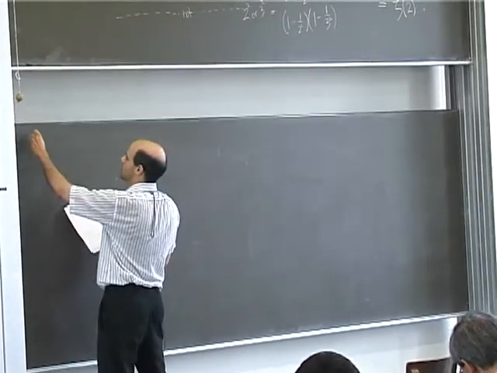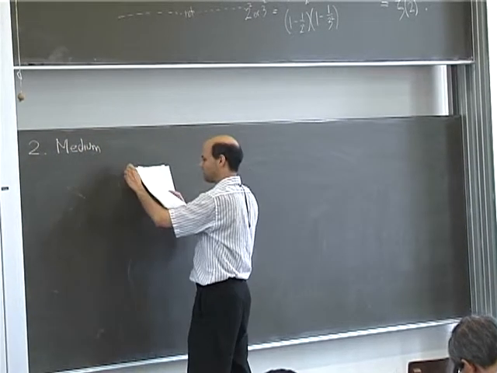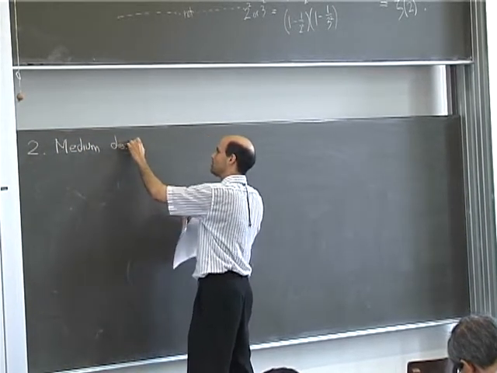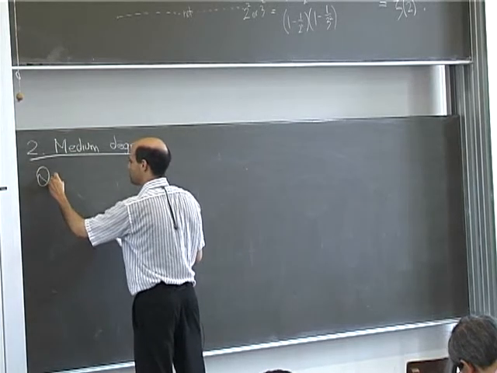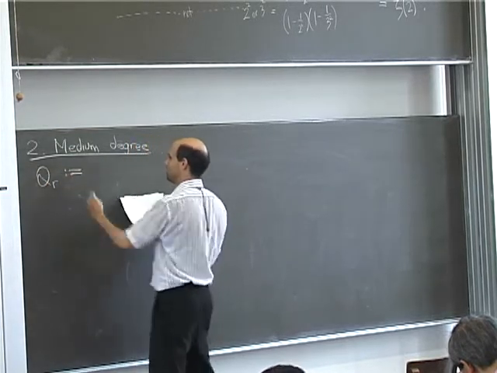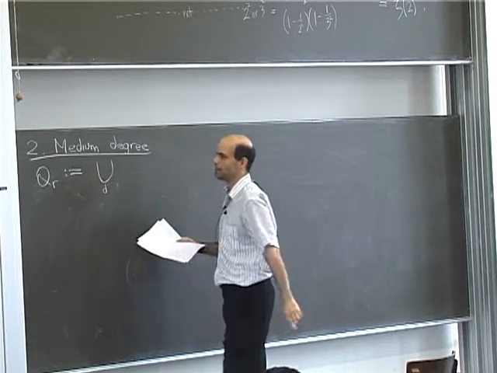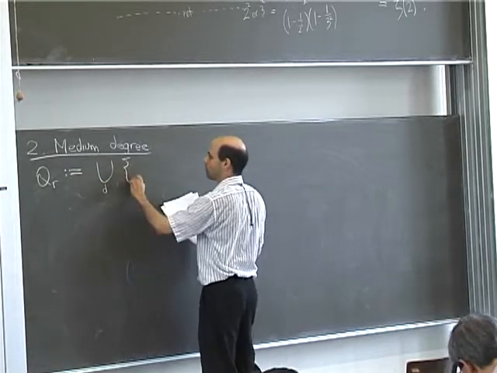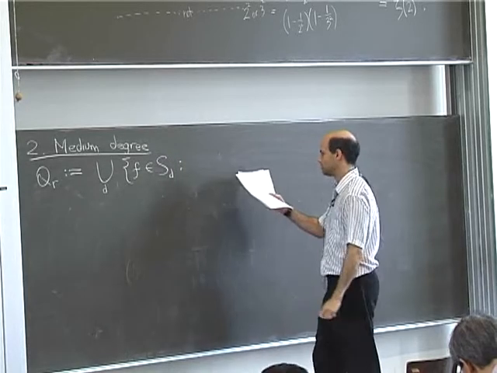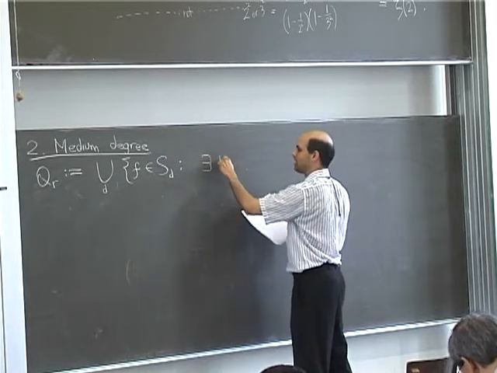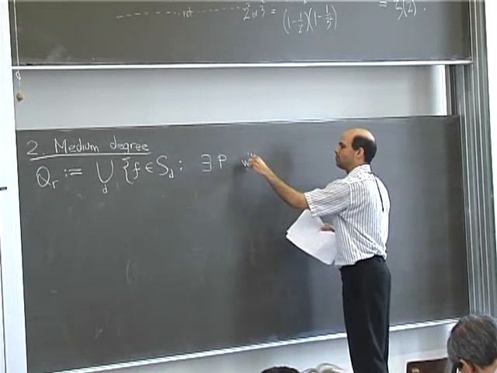So, okay, I'll need to break up these points of high degree into two categories: the points of medium degree and then the points of high degree. The points of medium degree I'll define. These are going to be sets that I'm going to delete from P sub r. Namely, what do I want to throw out? I want to throw out any polynomial such that it has a singularity at a point of medium degree.